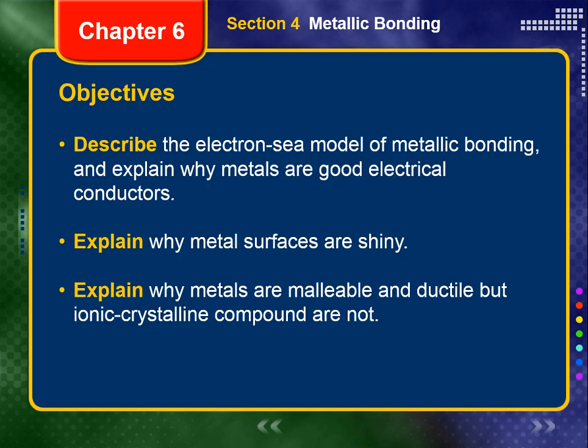At this point, I hope that you can describe the electron sea model of metallic bonding and explain why metals are good electrical conductors, explain why metal surfaces are shiny, and explain why metals are malleable and ductile, but ionic crystalline compounds are not.